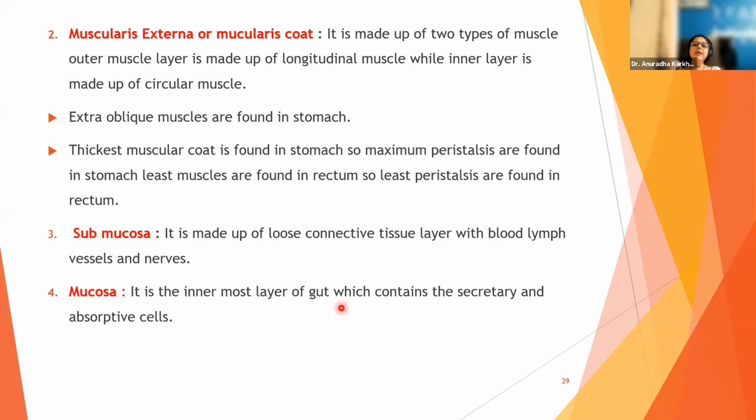Okay. Then comes your submucosa. So serosa, muscularis, and then comes your submucosa. Submucosa is made of a loose connective tissue layer with blood vessels, lymph vessels, and nerves. So this submucosa is the one which is provided with blood, lymph, and nerves. The entire alimentary canal is going to be lined with the third layer internally called submucosa. Okay. Mucosa is the innermost layer of the gut, which contains the secretory and the absorptive cells.